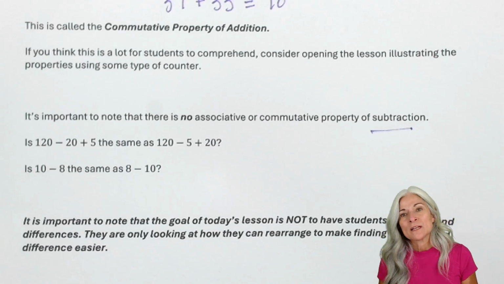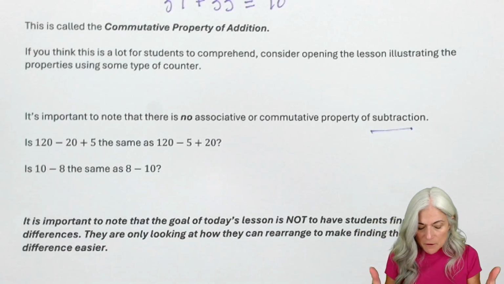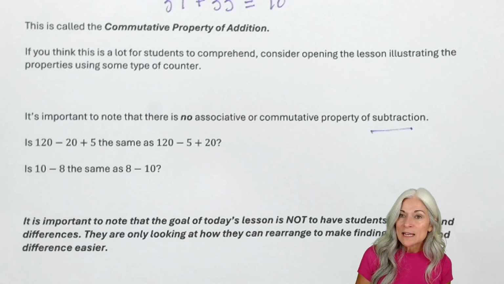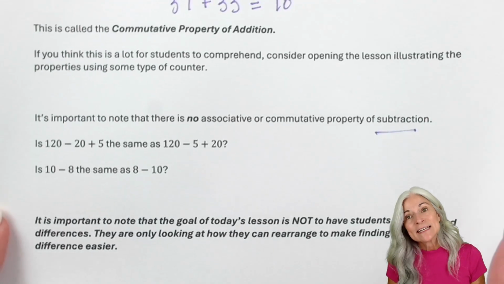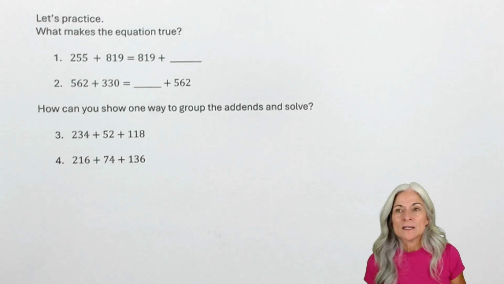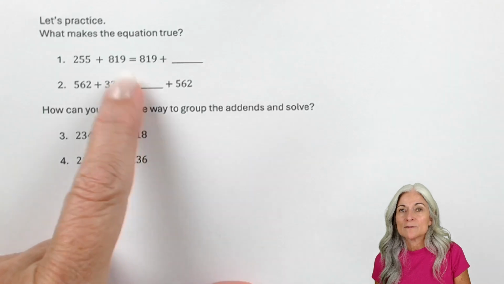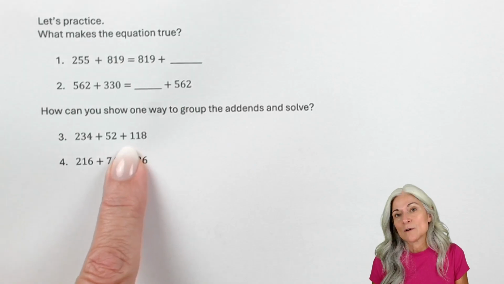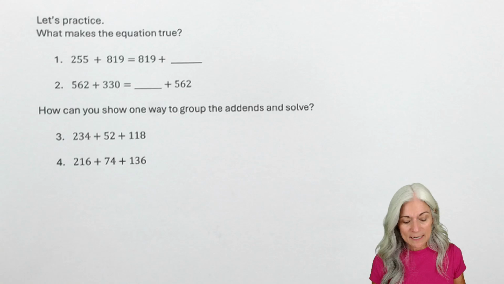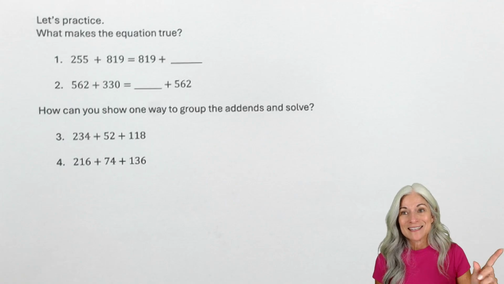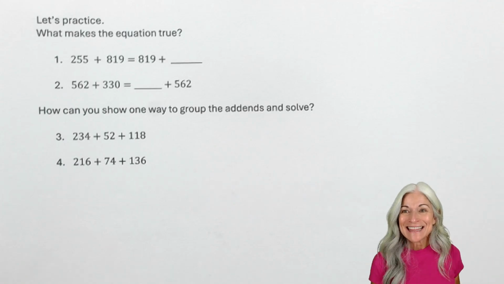Okay, it's also important to notice with today's lesson that we're not focusing on actually having them find sums and differences. We're focusing on having them look at how they can rearrange to make finding the sum and difference easier. So they'll have some problems like this one. If you want a more in-depth overview of this, check out the teacher video or the student video. They'll have some where they're applying the commutative property, and then some like this where they're applying the associative property. Again, we're just having them apply the property, not focusing on actually finding the sum, because that's what we're going to be doing in the next few lessons.